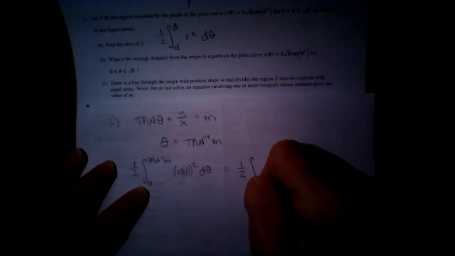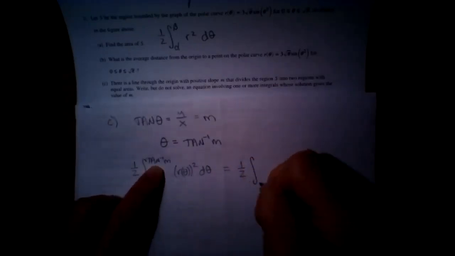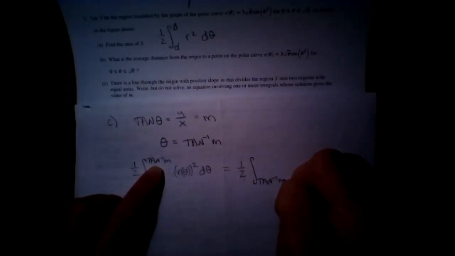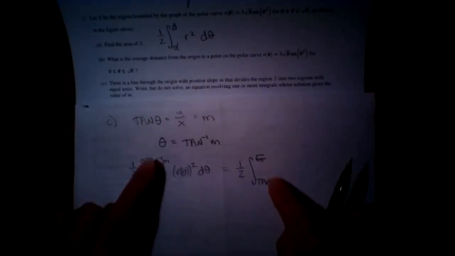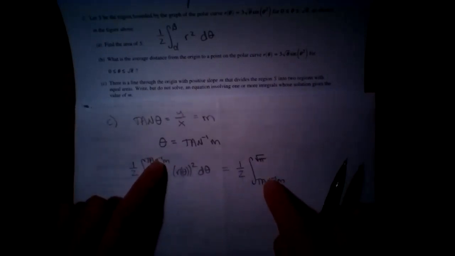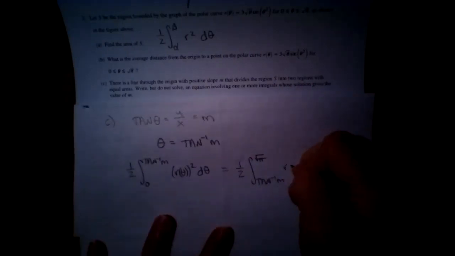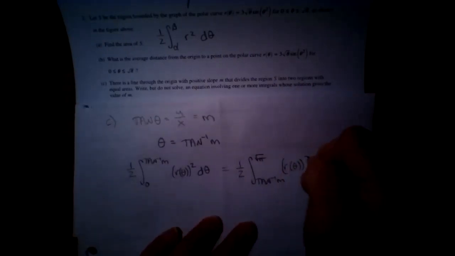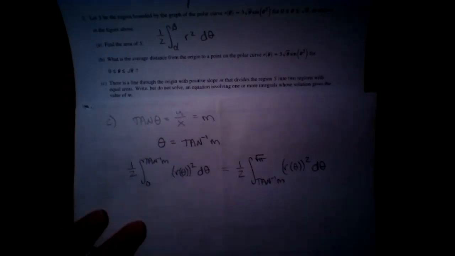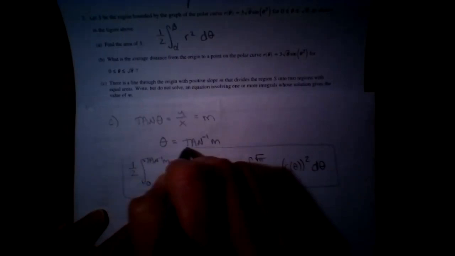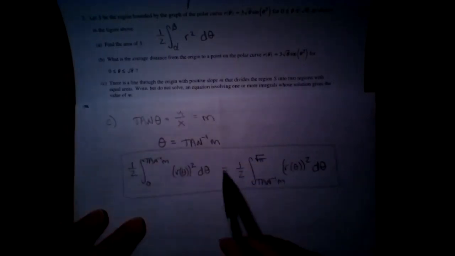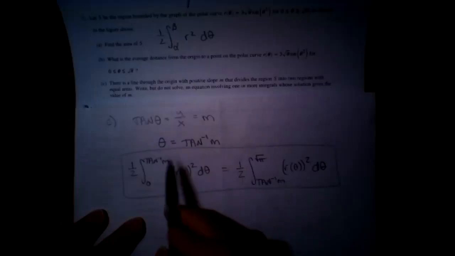Equals 1/2, and then I'm going to do the second half. So I'm picking up where I left off. So tangent inverse of m, and then it goes to square root of pi. 0 to square root of pi was the interval they gave. We're just stopping this halfway through. And then again, r of theta squared d theta. And this whole thing constitutes your answer. It said set up but do not solve an integral or an equation involving one or more integrals that would give you m. So you just leave m in there.